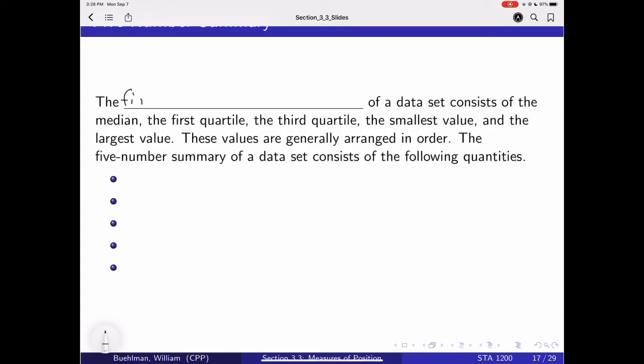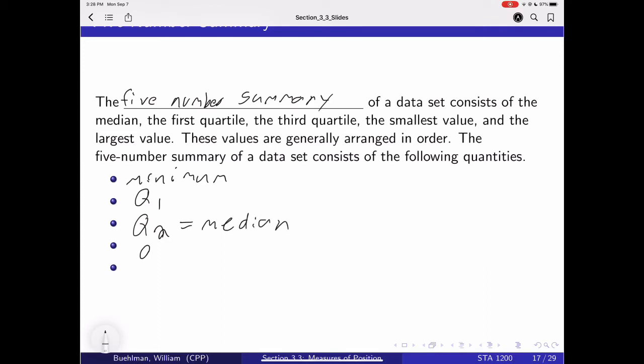The 5-number summary of a data set consists of the median, the first quartile, and the third quartile, the smallest value and the largest value. These values are generally arranged in order. The 5-number summary of a data set contains the following quantities. So we list the minimum, Q1, which is the first quartile, Q2, which is the second quartile, which remember is equal to the median, Q3, which is the third quartile, and the maximum.